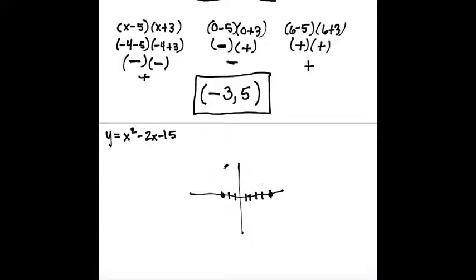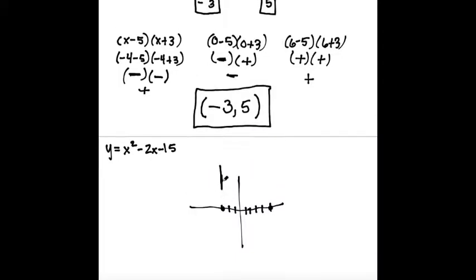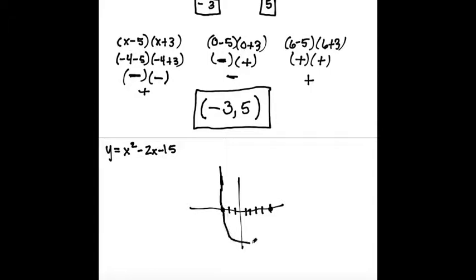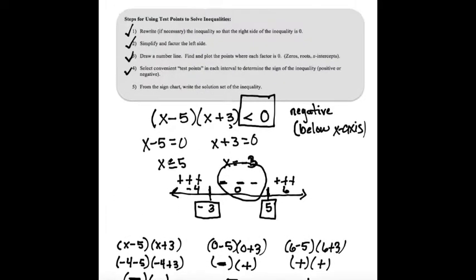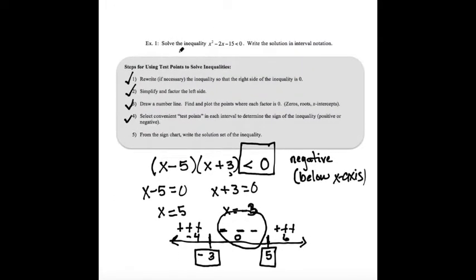I know that this is a parabola that opens up. I don't know exactly what it looks like, but you can see that everywhere in this section from -3 all the way to +5, the graph is below the x-axis. So we know how to graph y equals x squared minus 2x minus 15. Now we know how to answer the question x squared minus 2x minus 15 is less than 0. It's simply asking where is the graph below the x-axis.